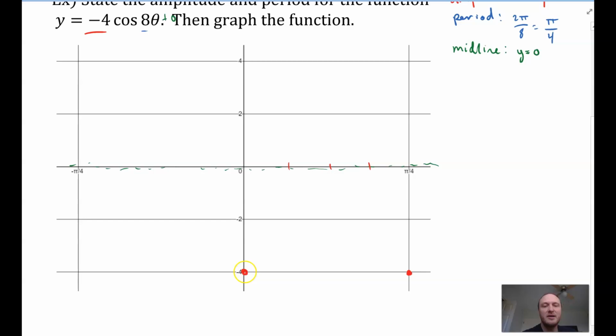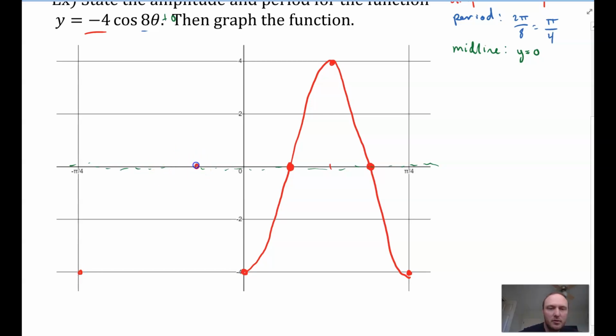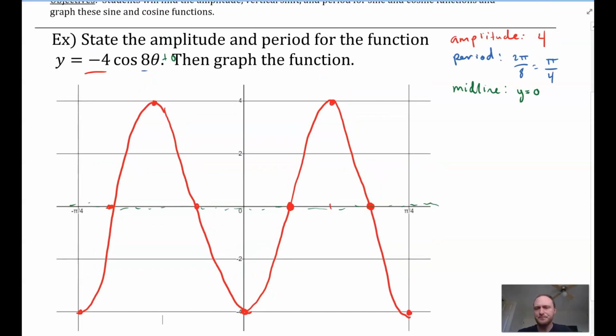So I'm going to start at a minimum. I'll have my midpoint, a maximum, a midpoint, and then back to my minimum. So it looks something like this. And then you could repeat this for this cycle if I wanted to keep going. There are 2 cycles of that graph.